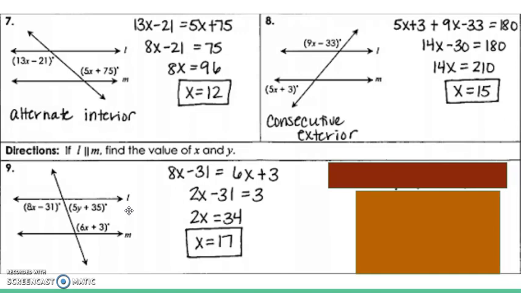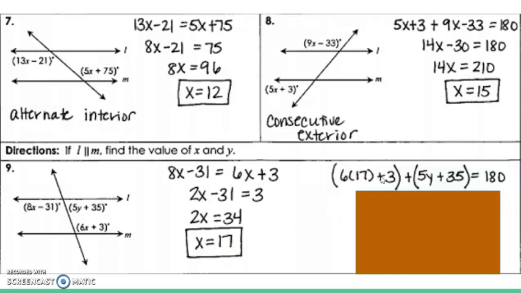And we have two different options here. You can use the fact that 5y plus 35 and our expression 6x plus 3 are same side interior angles, or you could use the fact that 5y plus 35 and then our 8x minus 31 expression are supplementary angles. Either way, we are going to be replacing our x with 17, and then we're going to set the expression and our 5y plus 35 equal to 180.